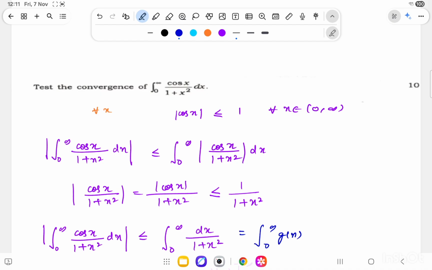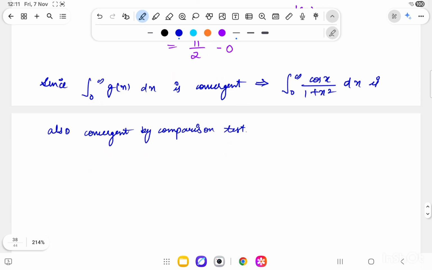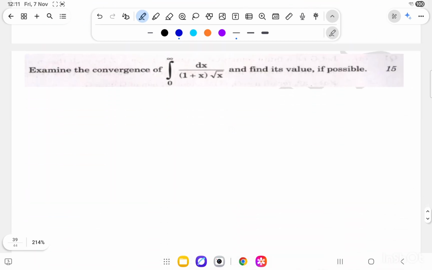So the next question says: examine the convergence of this integration, that is 0 to infinity dx by 1 plus x square root of x, and find its value if possible. So this, let's name it as I. It is 0 to infinity dx by 1 plus x square root of x.